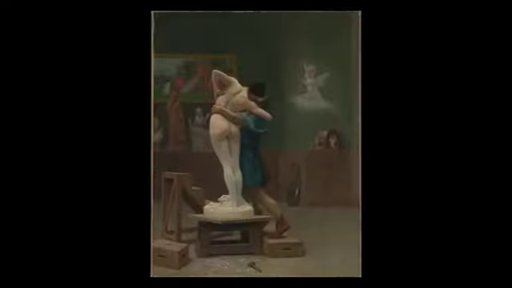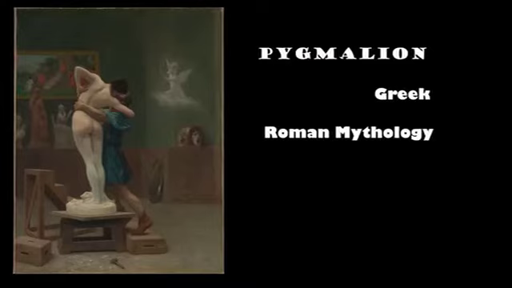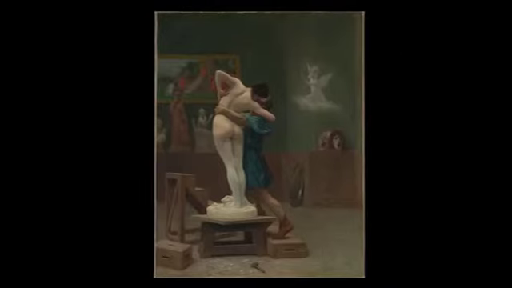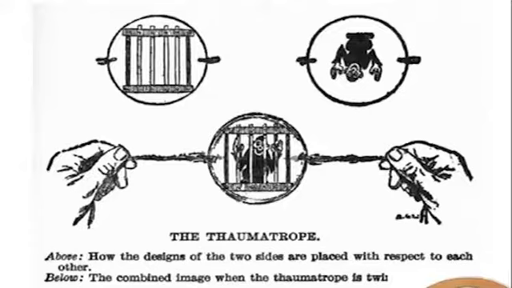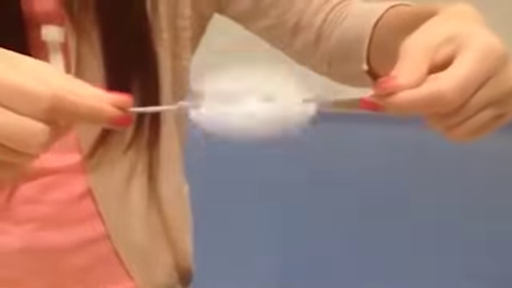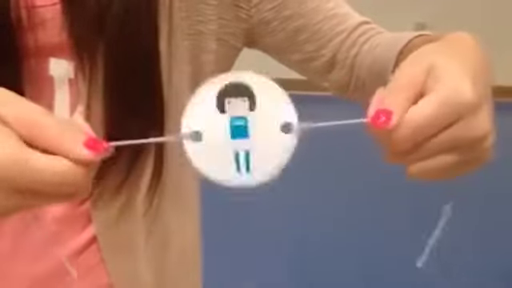History's first recorded animator is Pygmalion of Greek and Roman mythology, a sculptor who created a figure of a woman so perfect that he fell in love with her and begged Venus to bring her to life. In 1825, the thaumatrope was invented. This is made of two pieces of paper and string, one image in front and another on the back. As it spins, it gives an illusion of combining the image, which is due to persistence of vision.